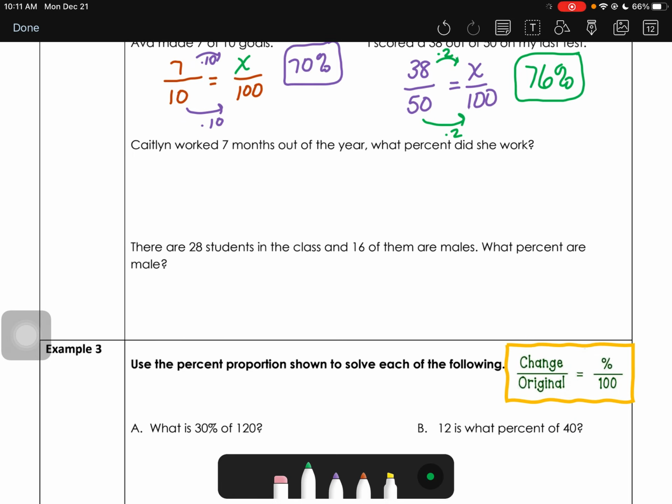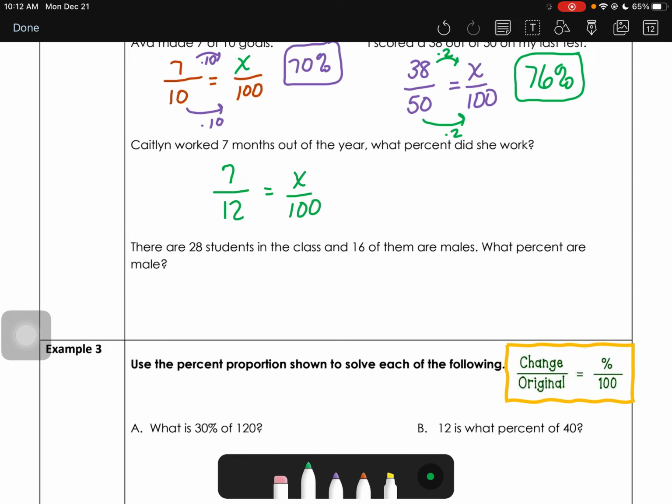In the next example, it says Caitlin worked 7 months out of the year. What percent did she work? 7 months out of a year. So she worked 7 out of 12 months equals percent over 100.